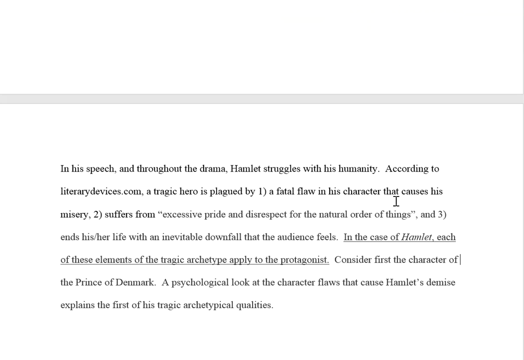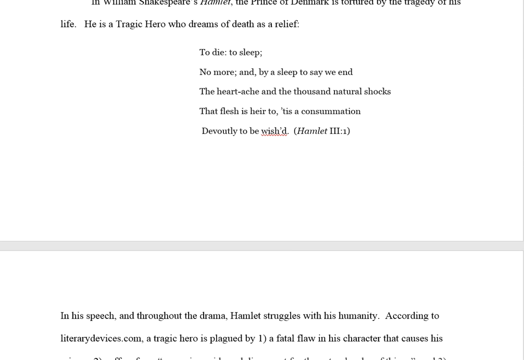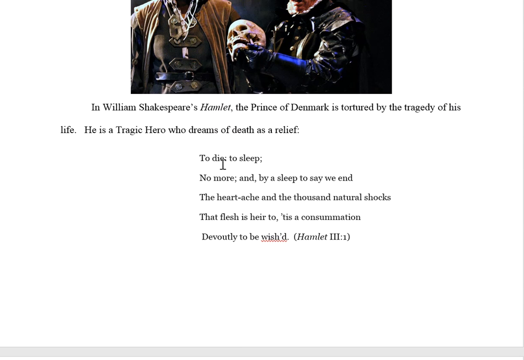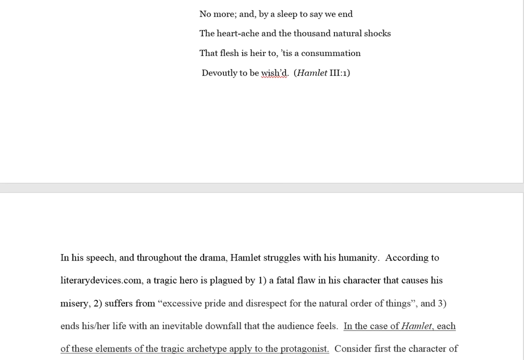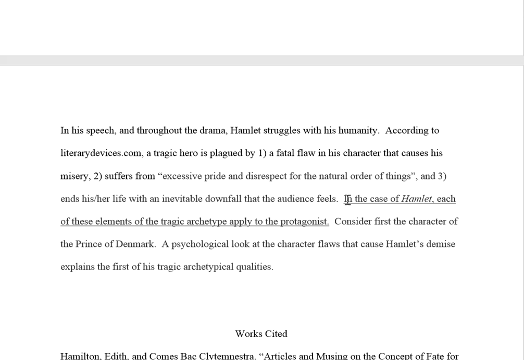This gave information about what the hero is. This was a little bit of introductory information about the character I'm going to be describing. But this is the thesis statement, because each of these things are true, and therefore, in the case of Hamlet, each of these elements of the tragic archetype apply to the protagonist. That makes that my thesis for the whole essay.